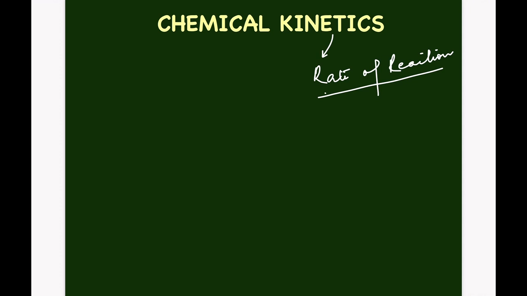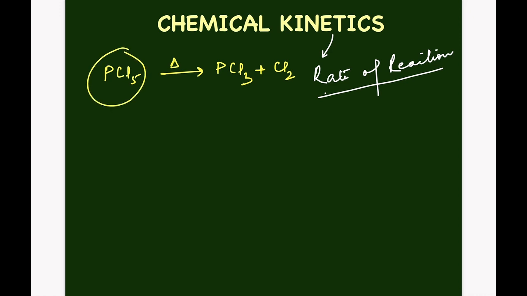For this, let us consider a reaction: phosphorus pentachloride, PCl5, when heated decomposes to give phosphorus trichloride and chlorine gas. So in this reaction, what is happening? This is a very general example I am taking here, in which we have taken a reactant, and after the reaction takes place, we are getting two products. So what is exactly happening here? Initially, you are taking a certain concentration of PCl5, and after the reaction takes place, the PCl5 is completely consumed.